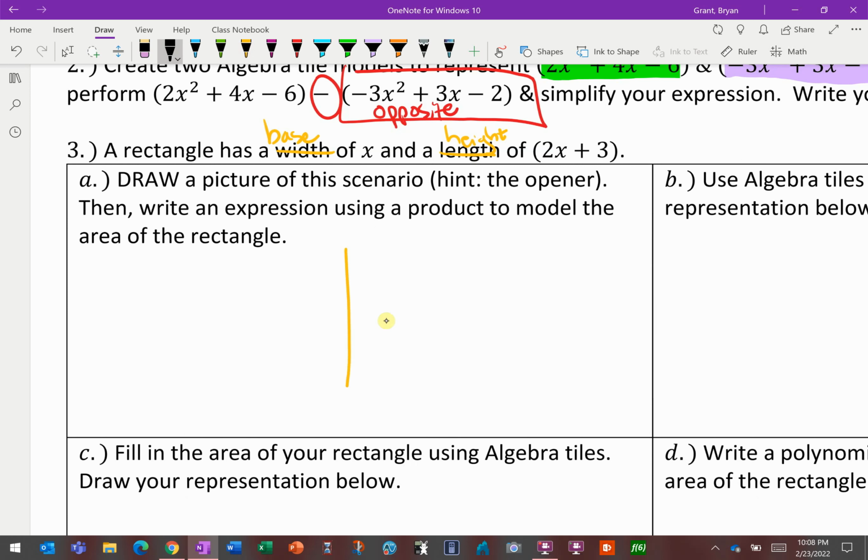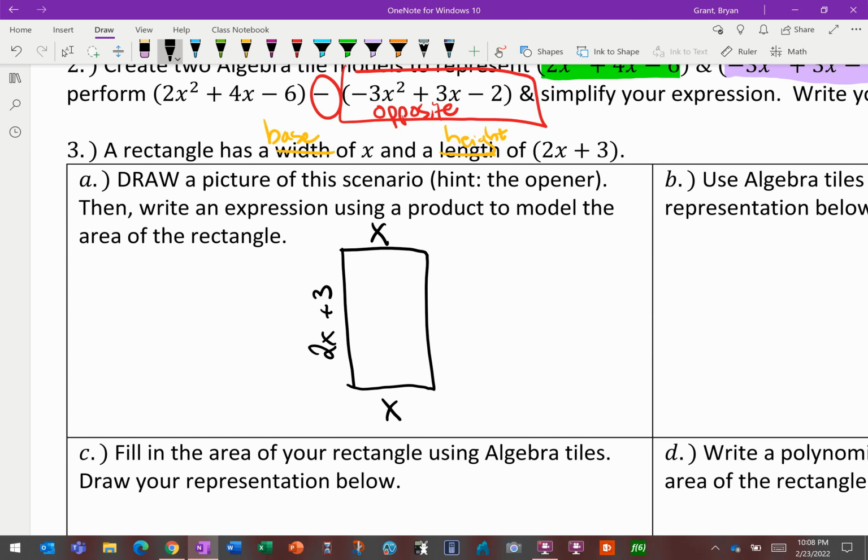So here is a rectangle. We've decided to change colors halfway through. It's very exciting. And the base is x. We could also say this base, same thing as x. And then the height is 2x plus 3. Now, there's a few ways to put 2x plus 3. We can do 2x plus 3 like so.